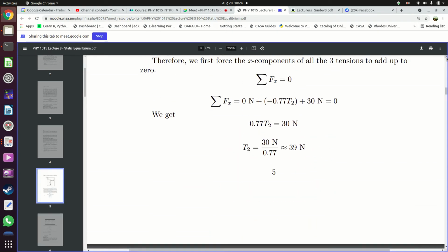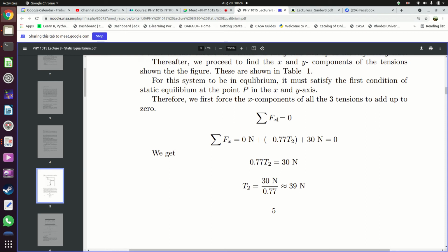So when we add all the forces along the x-axis, the sum of the x components of the forces is 0 newtons plus minus 0.77 T2 plus 30 newtons equals 0. When this bit goes to the other side, you end up with 0.77 T2 equals 30 newtons. Then T2 equals 30 newtons divided by 0.77. You end up with 39 newtons as the tension in the second rope. Are we clear?